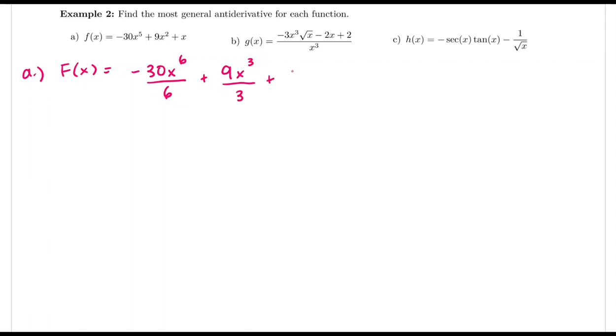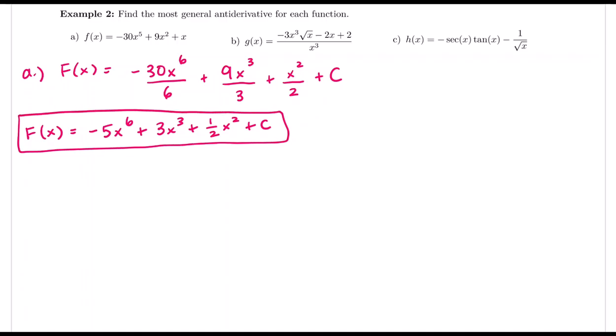And for my last term, x, I will increase the power to 2 and then divide by that new power. And we always want to make sure that we include our constant of integration. Now, I can go about and simplify this. So capital F of x is equal to negative 30 divided by 6. That will simplify to negative 5x to the power of 6 plus 3x cubed plus 1/2 x squared plus my capital C, and this is my final answer.